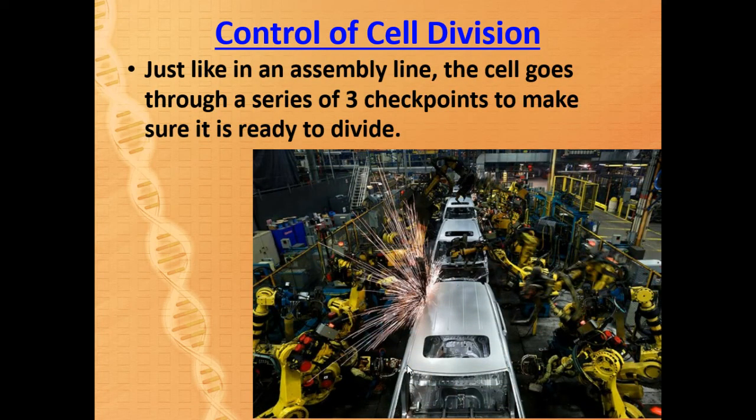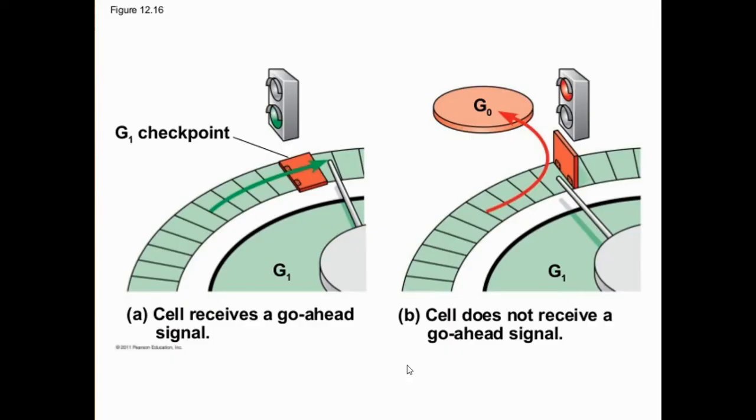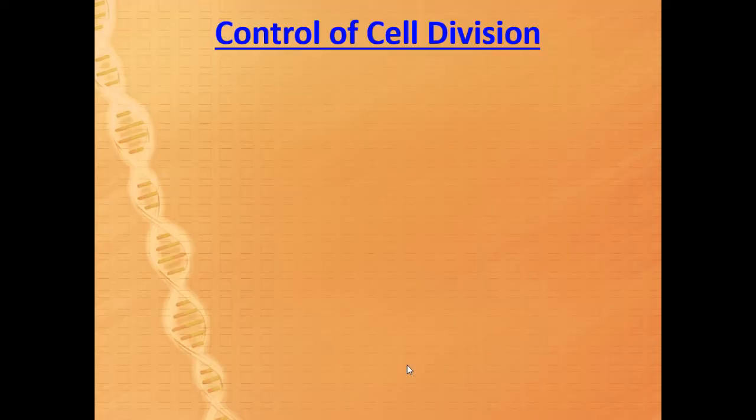Just like in an assembly line, the cell goes through 3 checkpoints to make sure it's ready to divide. The G1 checkpoint is going to check over, see if the cell is a suitable size, and make sure that everything needed for cell division is there. Then it's going to send it into the S phase if everything is good to go. If not, it's going to kick that cell out at the G0 phase.